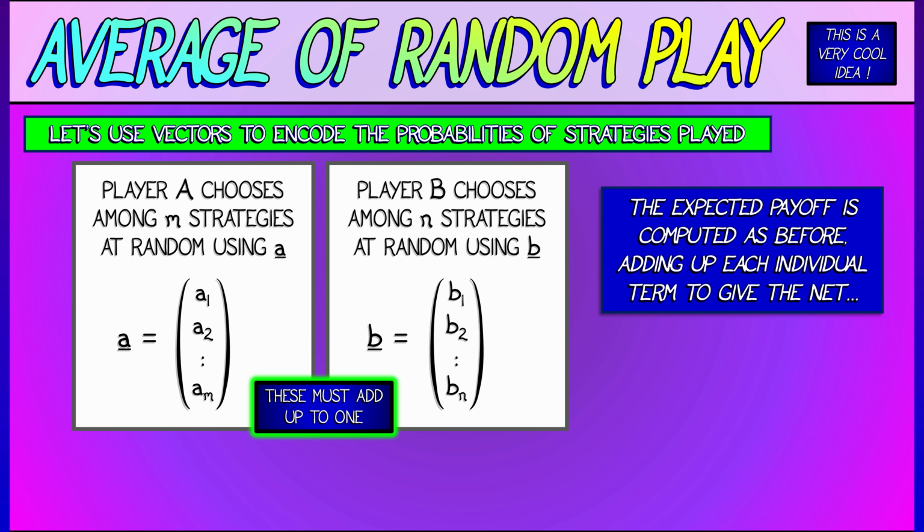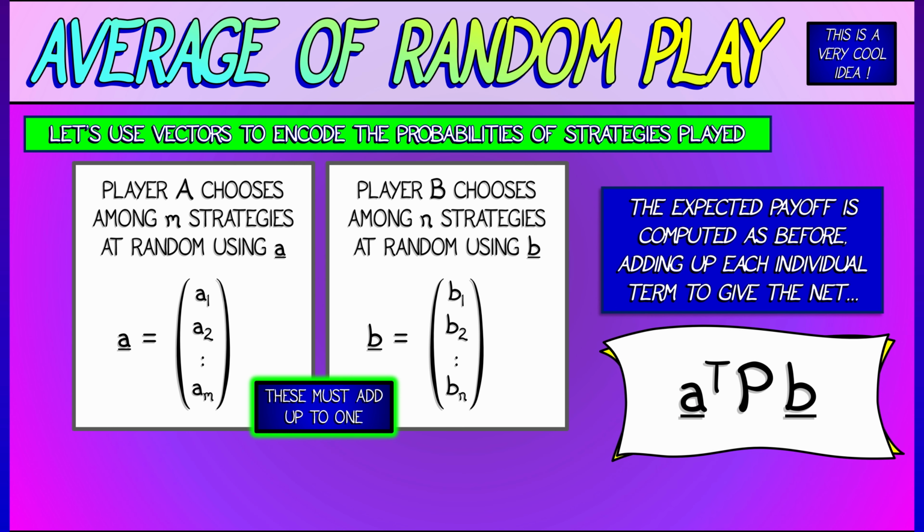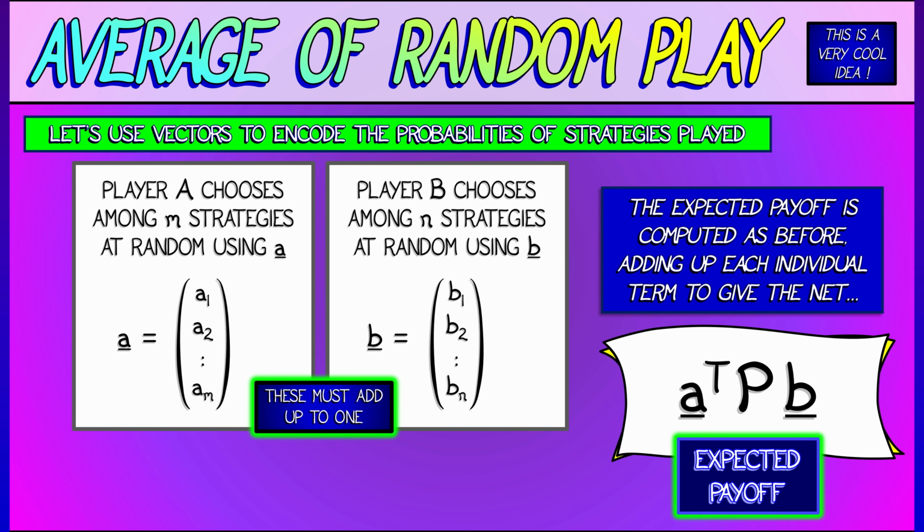The expected payoff is computed just like that previous example, where we do it for each AiBj combination using the Pij entry of the payoff matrix. When we add all those up, it seems kind of complicated, but in the language of linear algebra, it's so easy. The expected payoff is A transpose times P times B. A little matrix vector multiplication goes a long way. And now we have something that we can work with.